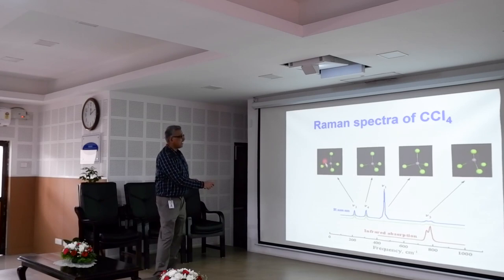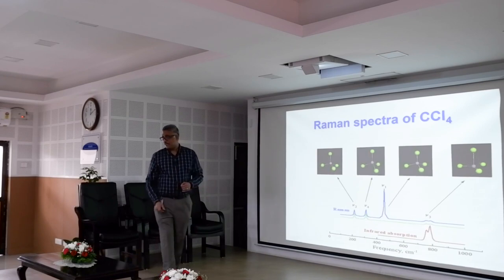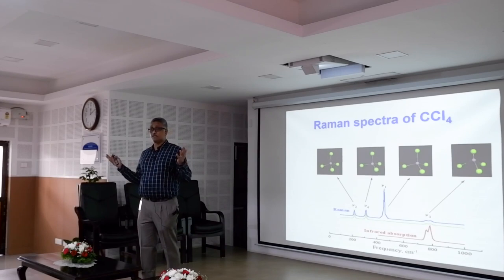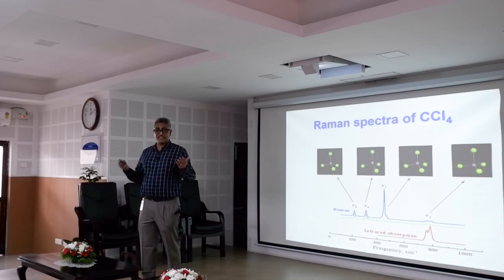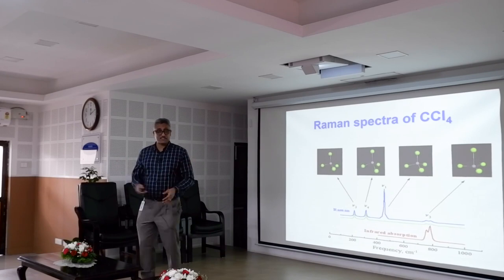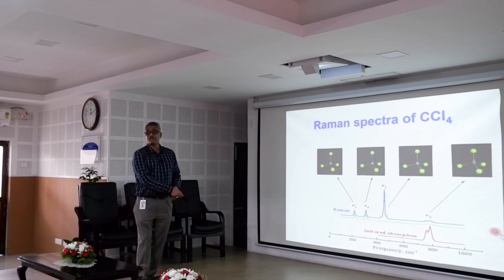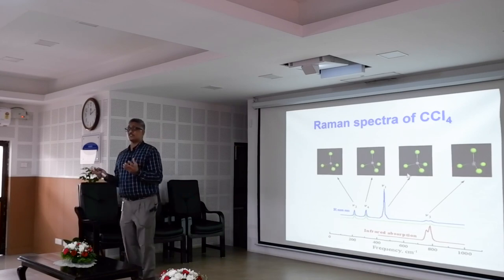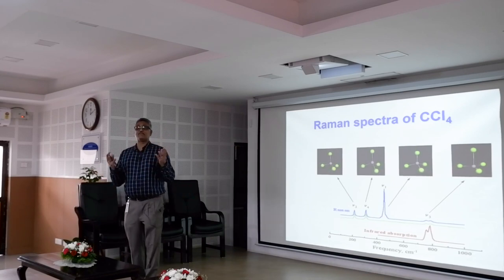Similarly, this is symmetric bending, and this is asymmetric bending. You see that such a complex molecule, how many peaks should I have had? You have 5 atoms, 3 times 5 is 15, minus 6, so 9 vibrations, but I actually have only 4 vibrations. That is because, even though it doesn't have a central symmetry, it is a very symmetric molecule.